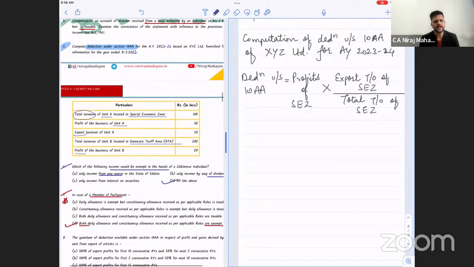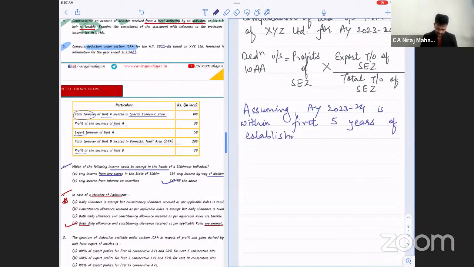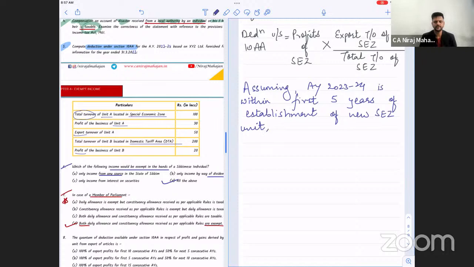Have they given us the year in which this unit had started? No. They have not given us when unit A had started. So we'll have to assume AY 23-24 is within the first 5 years of establishment of the new SEZ unit. Then how much deduction is allowed, bacho? 100%, 50%, or 50% with reserve?